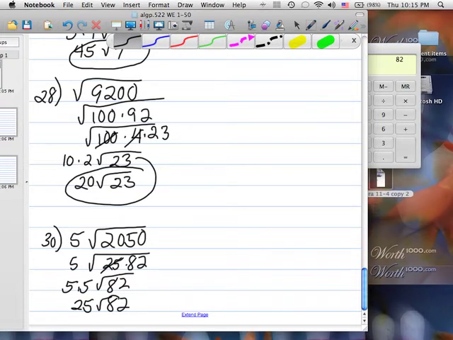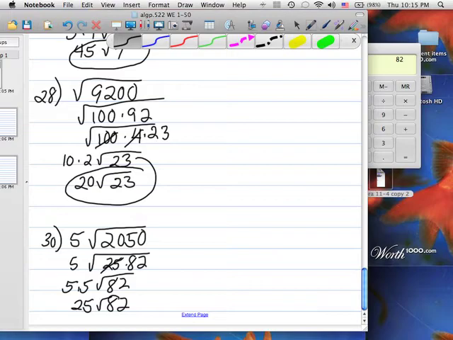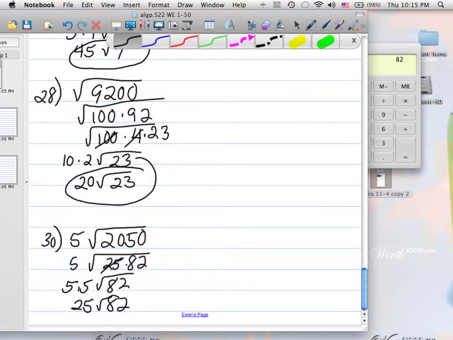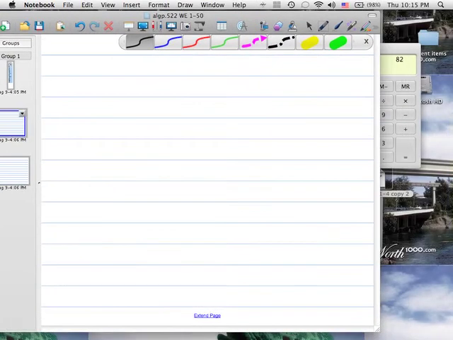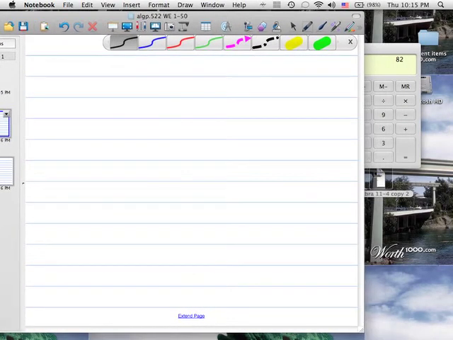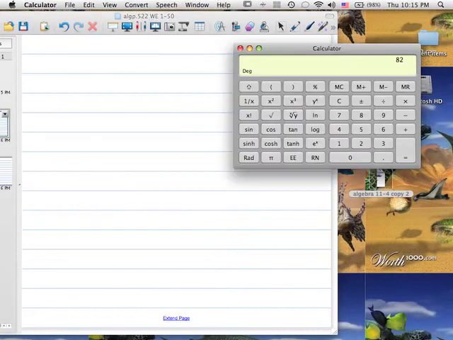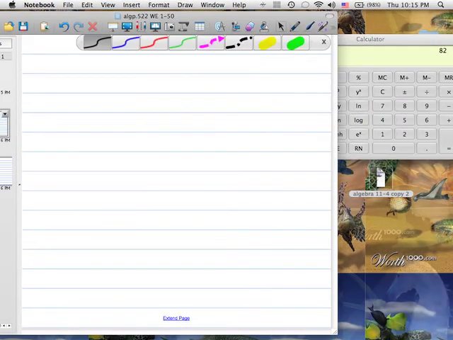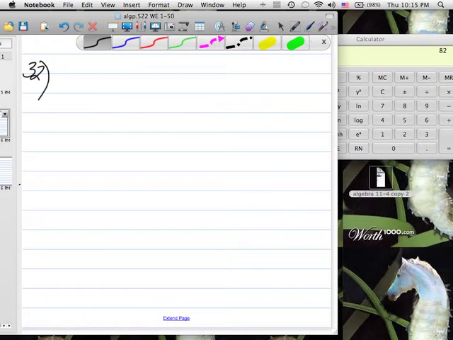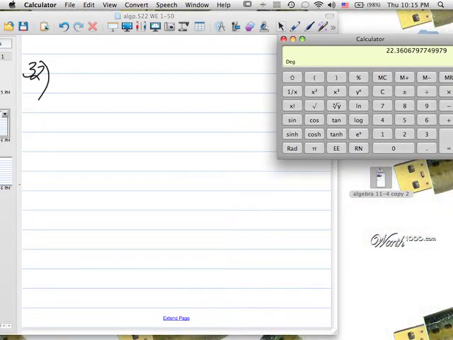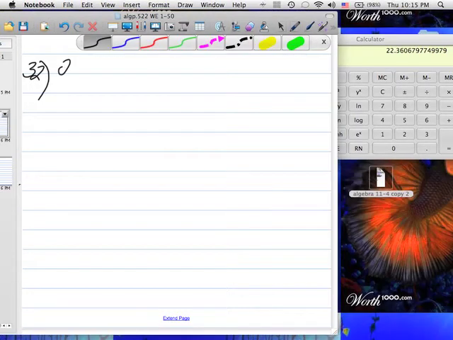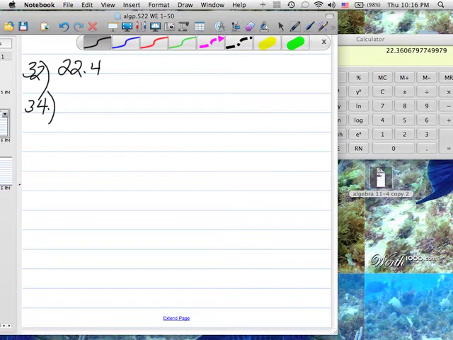Okay, the last part, you're going to be using your calculator. They want you to approximate the first set to the nearest tenth, the next set to the nearest hundredth, and the last set to the nearest whole number. So number 32, you need your calculator. The square root of 500 to the nearest tenth would be 22.4. Be sure you do these and don't just copy the answers.